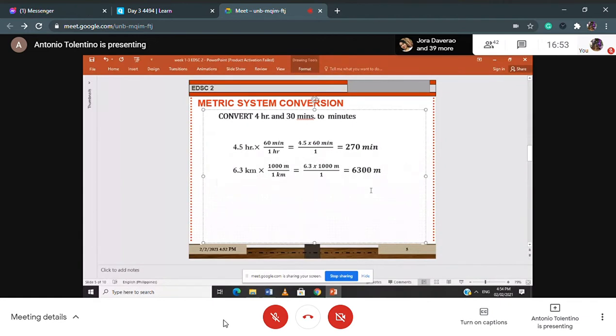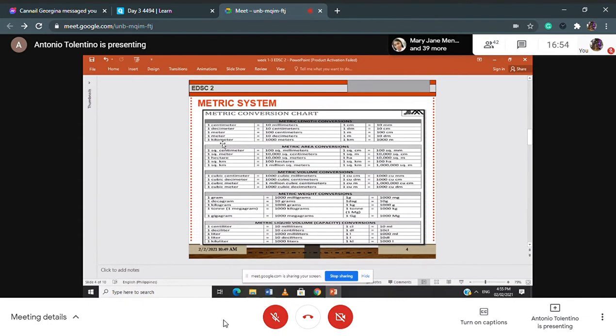Sir, what if we convert na to 6.3 kilometers to centimeter? Sige daw. Let's now solve 6.3 kilometers to centimeter. Okay. Ang first step class is still the same. Remember, in our metric system of conversion, walay direct conversion si kilometer to centimeter. Wala na direct conversion class.